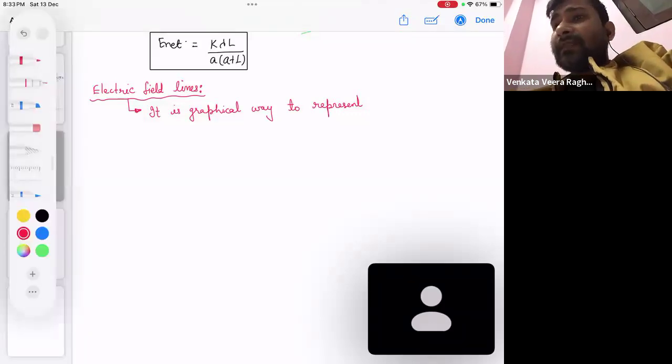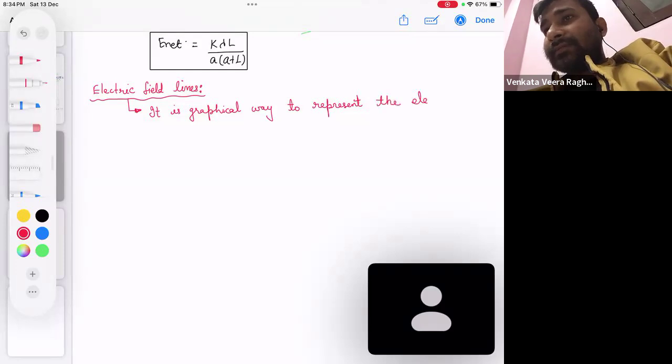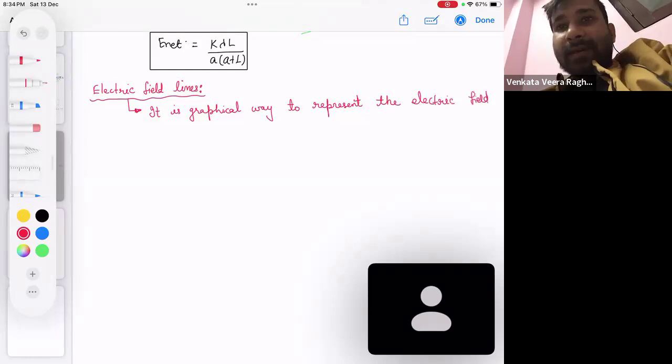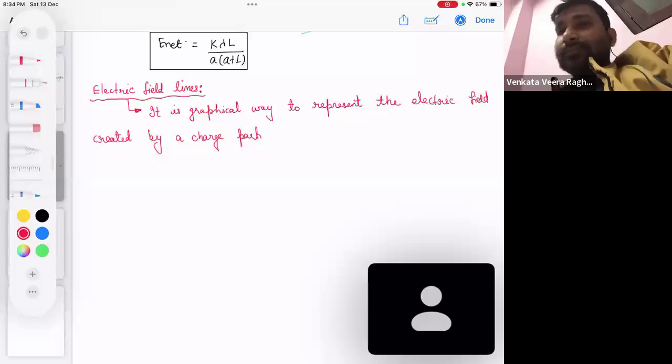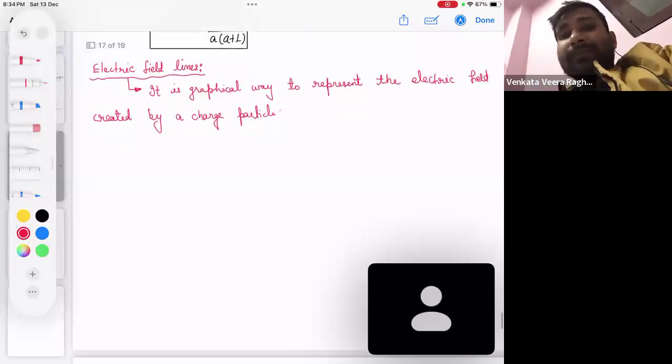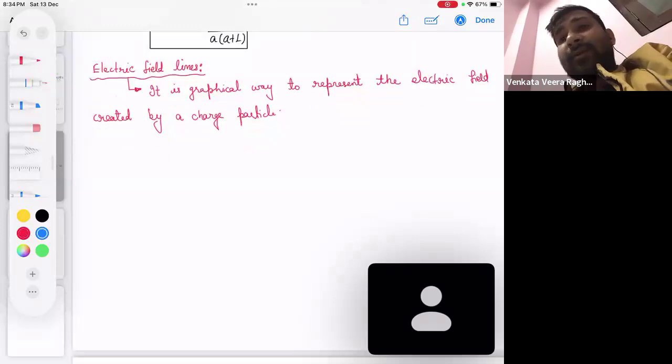If I give you the electric field lines, it will not tell me the exact value, but yes, we can do the comparison. So it is a graphical way to represent the electric field created by a charged particle. Okay, so we will have some rough idea. Clear? So now let's see what things we have about electric field lines.